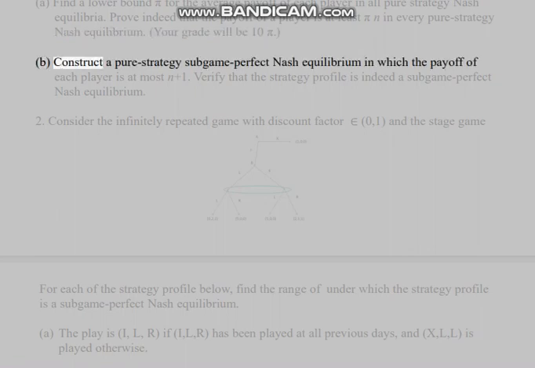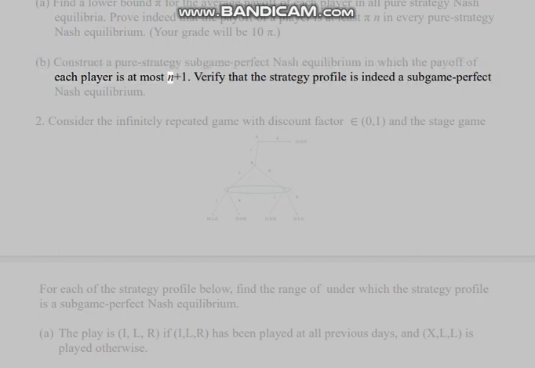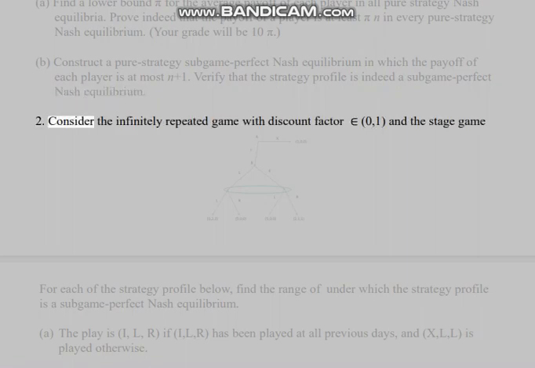B. Construct a pure strategy subgame perfect Nash equilibrium in which the payoff of each player is at most n+1. Verify that the strategy profile is indeed a subgame perfect Nash equilibrium. 2. Consider the infinitely repeated game with discount factor delta in (0, 1) and the stage game.